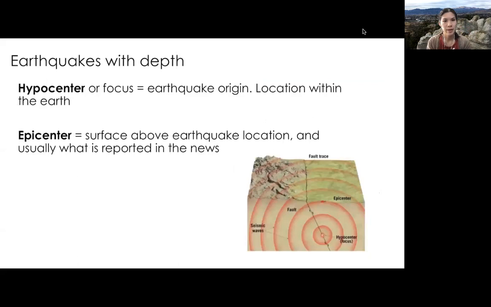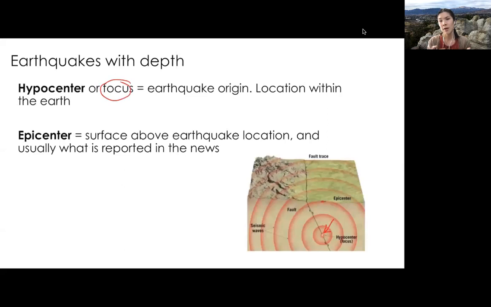When we talk about earthquakes, we're going to have two main names for the earthquake. The first one is the hypocenter, and this is where the earthquake actually occurs. You may also see this as the focus. And this is the actual location of the earthquake with depth in the earth. So it's the star in this diagram.